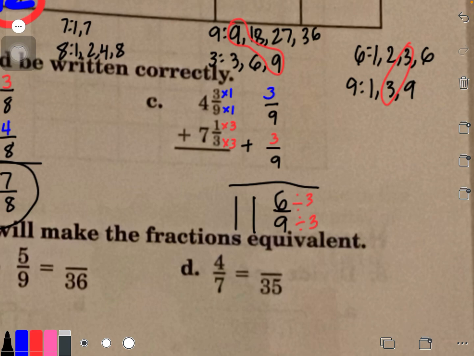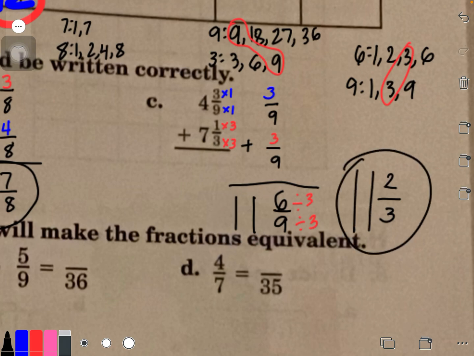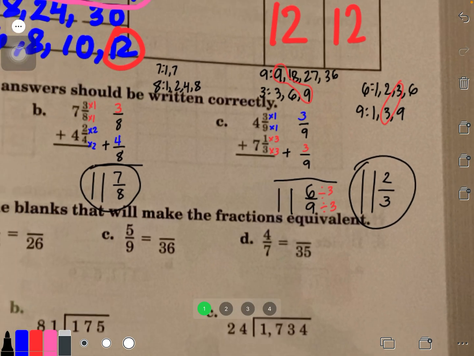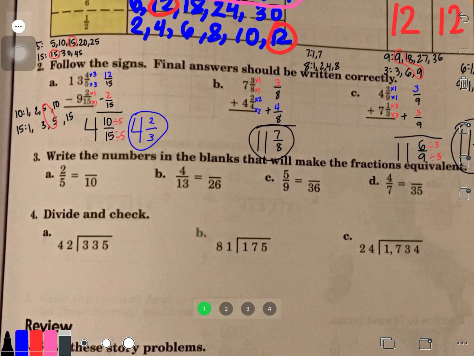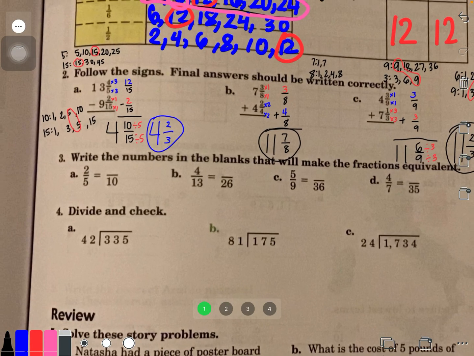So my answer will be, what's 6 divided by 3? 2. And what's 9 divided by 3? 3, but I have this whole number. I cannot forget that. My answer is 11 2/3. Right? So if you have any questions about that, just let me know and I'll be happy to help you out with it. Alrighty. I believe your seat work is number 4 because we're going to do number 3 together.